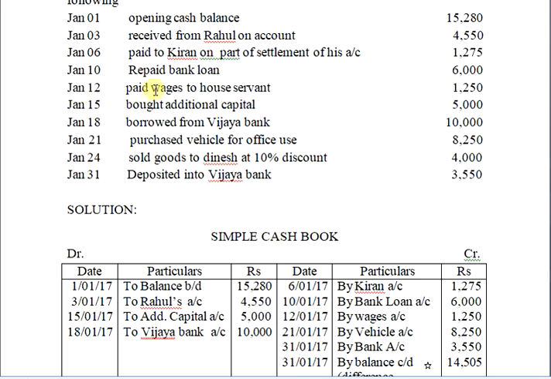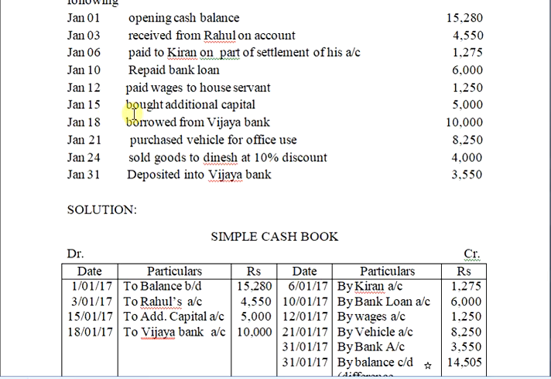Again Jan 12th, paid wages to house servant, 1,250. When we are paying the wages, what happens? Our cash balance reduces. It should be taken under which side? Credit side. On 12/1/2017, by wages account, 1,250.